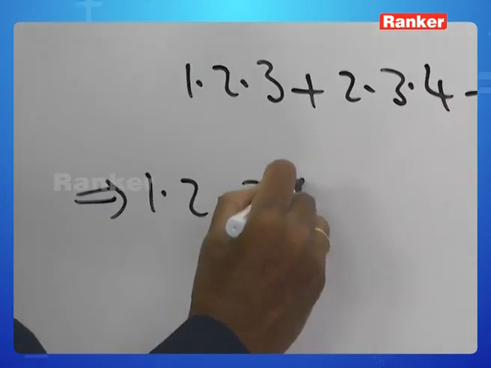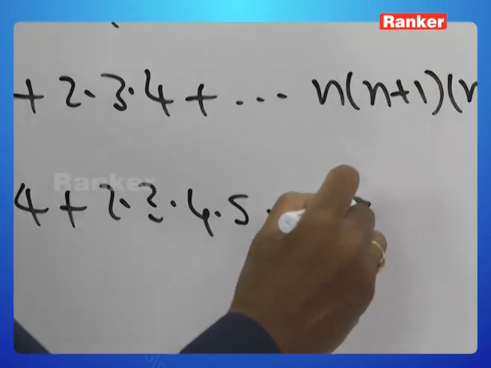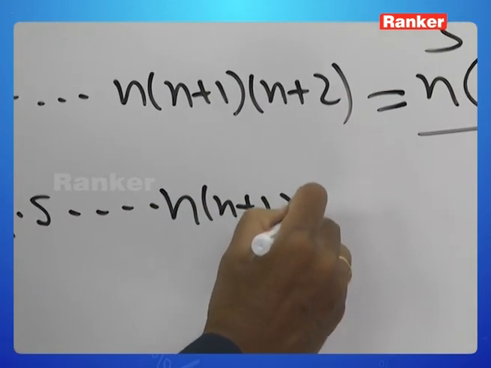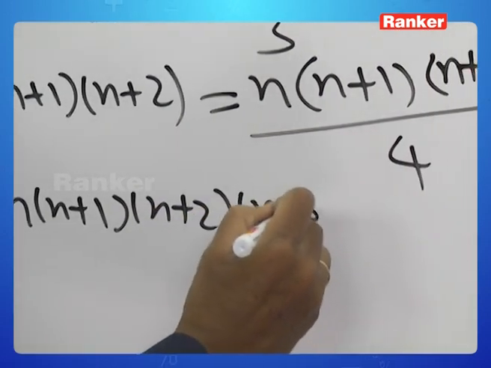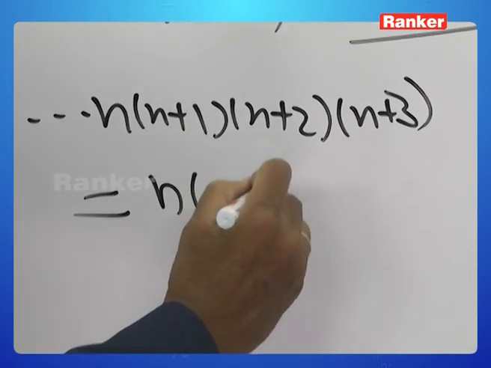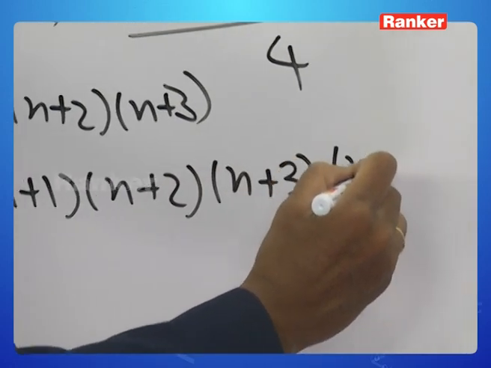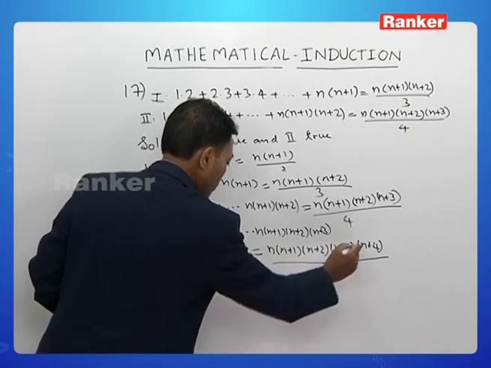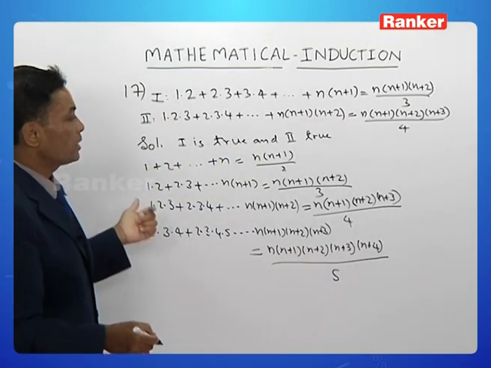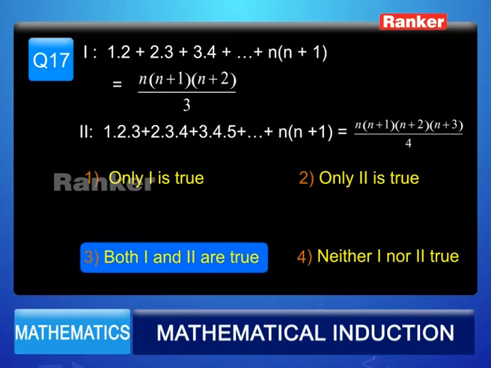Similarly, finally, can you write like this? 1 into 2 into 3 into 4, 2 into 3 into 4 into 5. Tell me what you do? n into n plus 1 into n plus 2 into n plus 3. Tell me what is the right formula? First write the nth term, n into n plus 1 into n plus 2 into n plus 3. What do you get after n plus 3? n plus 4. By what? 4 plus 1, that is 5. So this is the formula. So here both are true. So what is the right answer now? Third option is given, both are true. Statement 1 is true, statement 2 is also true.